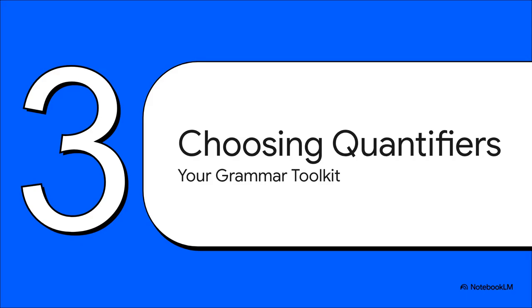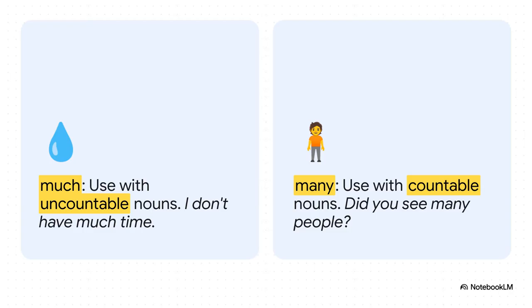All right, now that we've got our golden rule locked in, countable versus uncountable, it's time to open up the grammar toolkit and see which tool to use for which job. Let's kick things off with a classic showdown, much versus many. The rule here is super straightforward. You use much with your uncountable stuff, like time or information. And you use many with all the things you can count, like people or questions. So it's how much time do we have, but how many questions do you have?